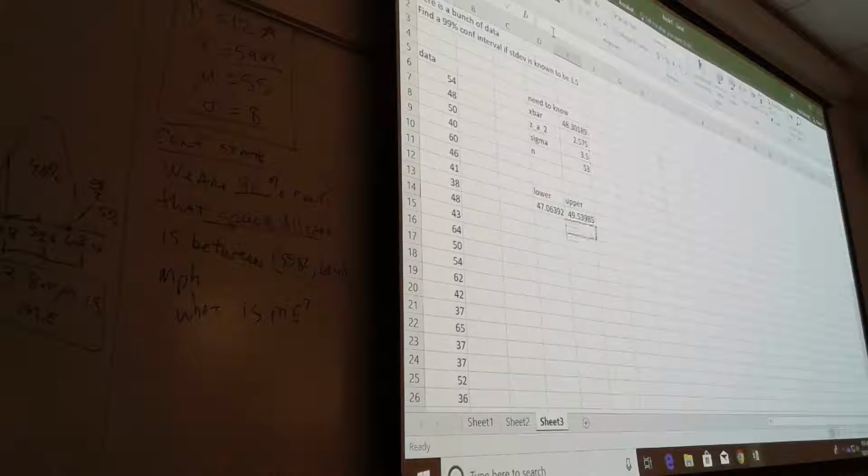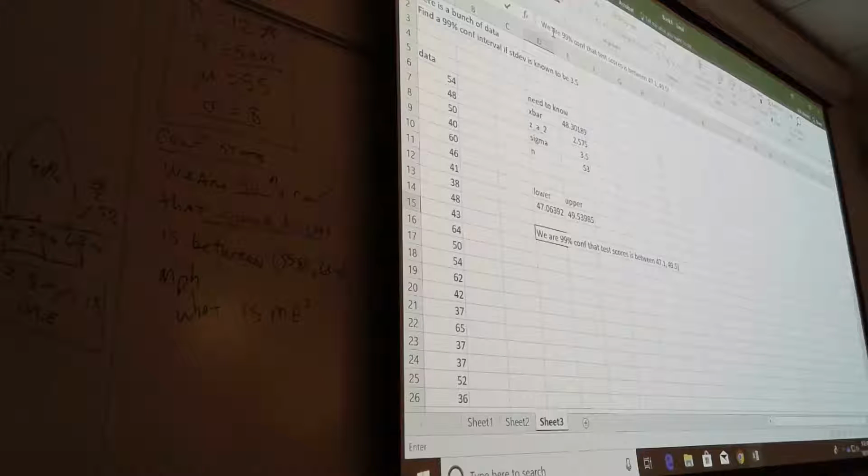And Kara's gonna give us a confidence statement, because I know she's confident that she can do this. We're 99% confident the beta test scores, we're gonna do their test scores, are between 47.1 and 49.5. This is out of 50 points, right? But they would be good scores if that was the case, right?